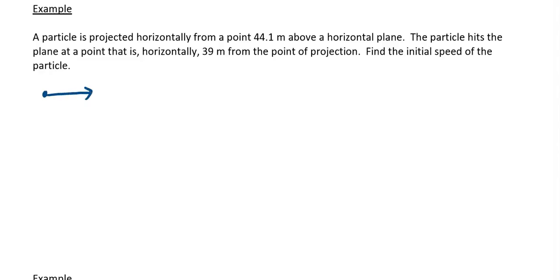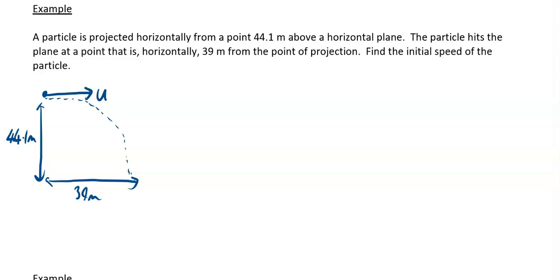We want to find the initial speed. It's projected horizontally, so it's just projected like that. It is 44.1 meters above the ground, and it lands at 39 meters from the point of projection horizontally. So it goes out like this and it goes down. So if I was doing this, I would be drawing this wee diagram out before I got started. So I'm gonna do the vertical this time first.